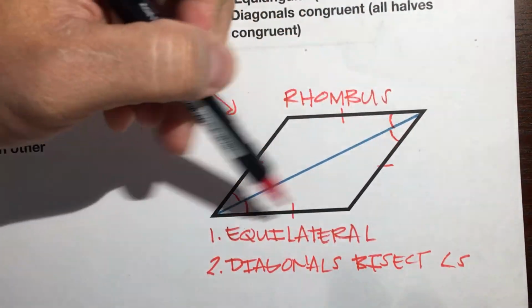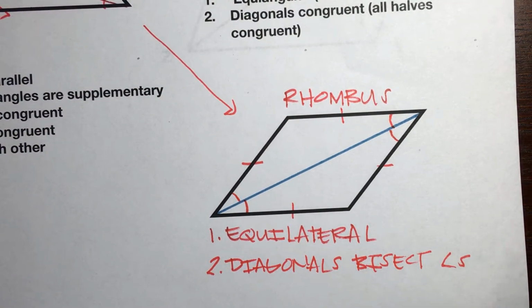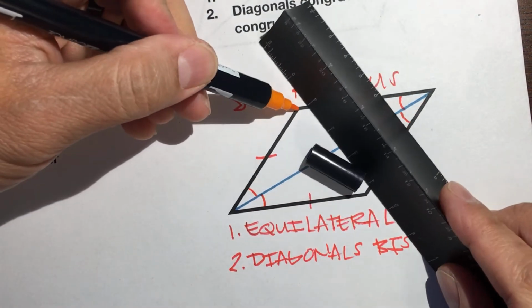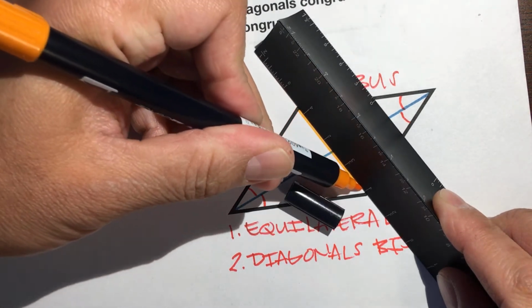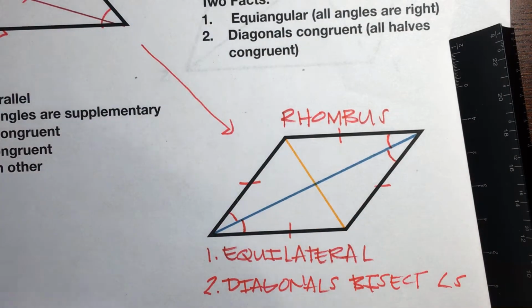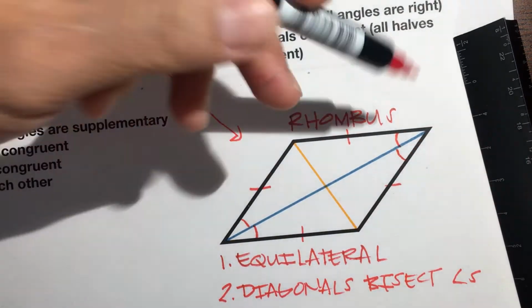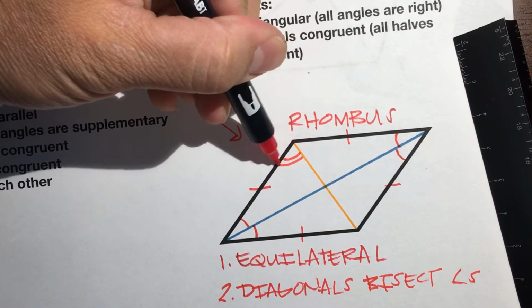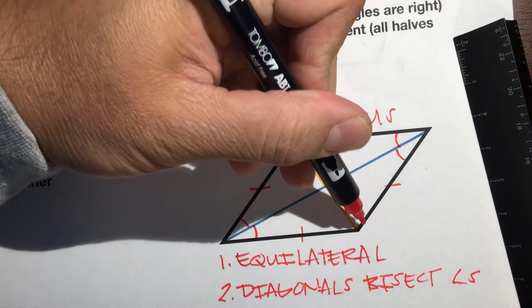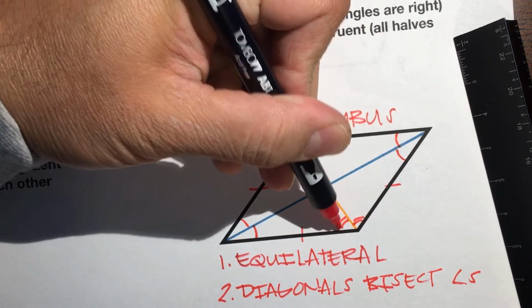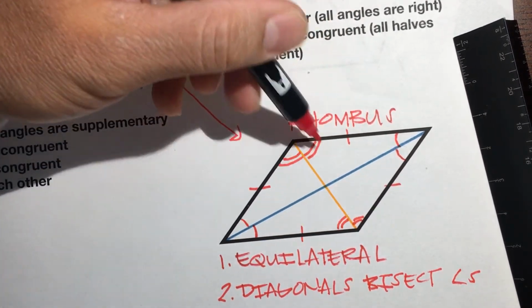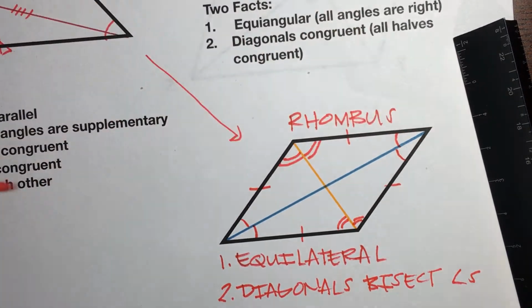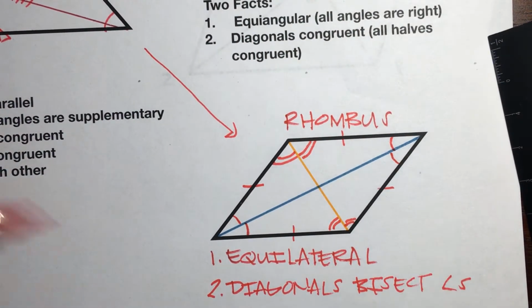So this diagonal bisects that, and then if I took this marker and drew another diagonal like that, this diagonal cuts this big angle in half. Okay, so we could put 2 arcs here, 2 arcs here, 2 arcs here, and 2 arcs here. So all 4 of these halves are congruent to each other. All 4 of these halves are congruent to each other. Diagonals bisect the angles.